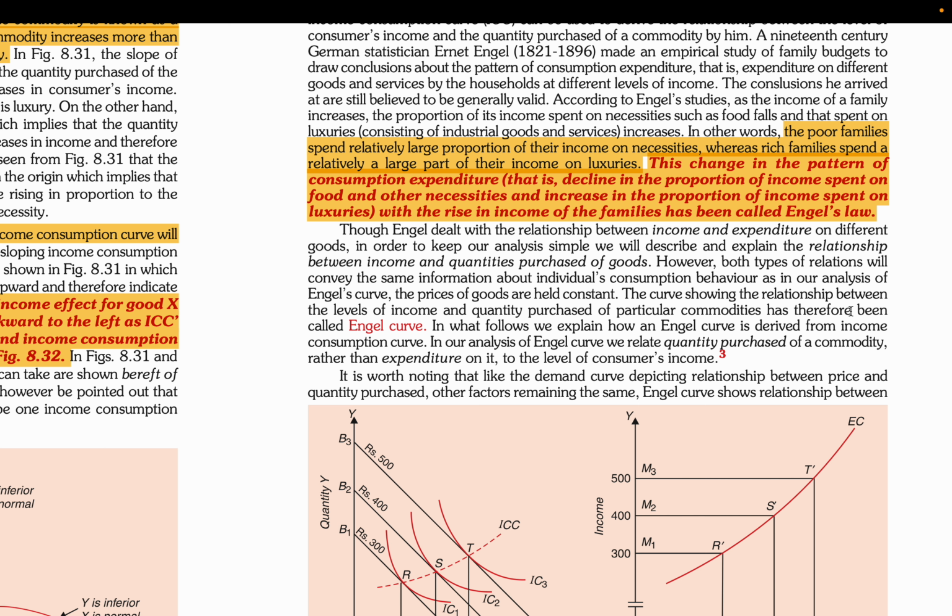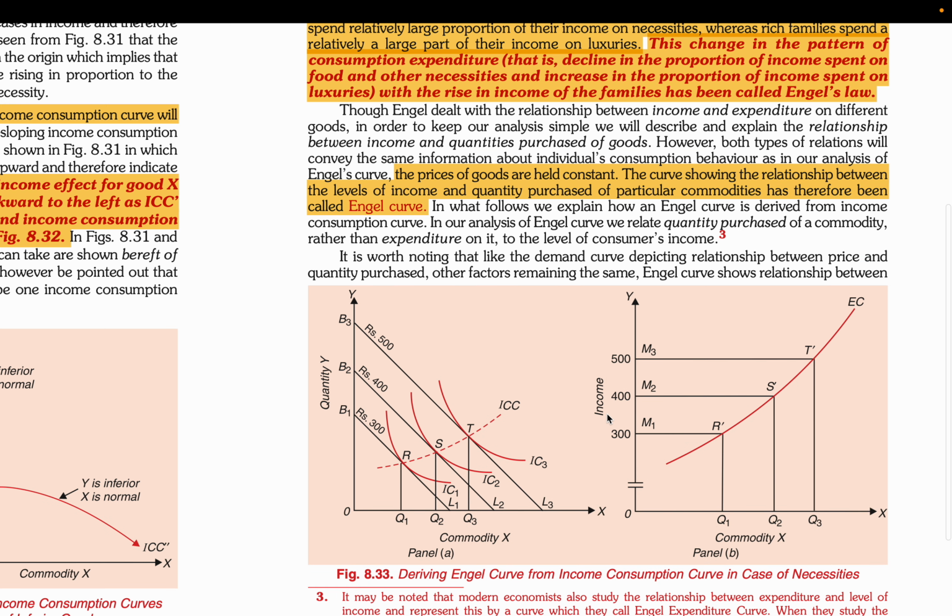The curve showing the relationship between the levels of income and quantity purchased of particular commodities has therefore been called the Engel curve. So, the curve that shows the relationship between the level of income and quantity purchased of particular commodities is essentially called the Engel curve. In what follows, we will explain how an Engel curve is derived from the income consumption curve.